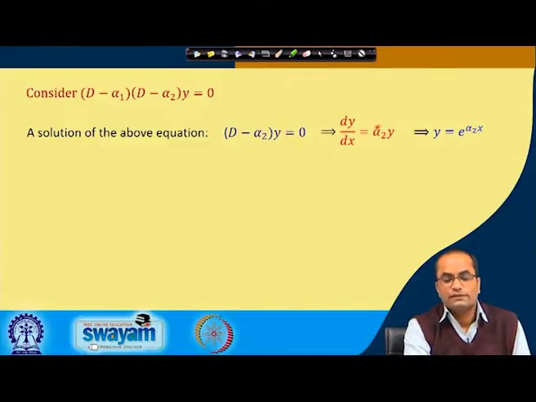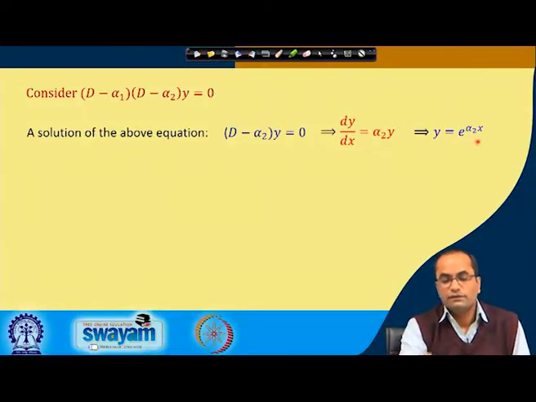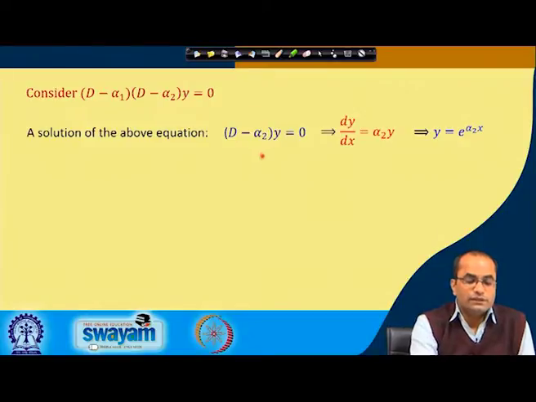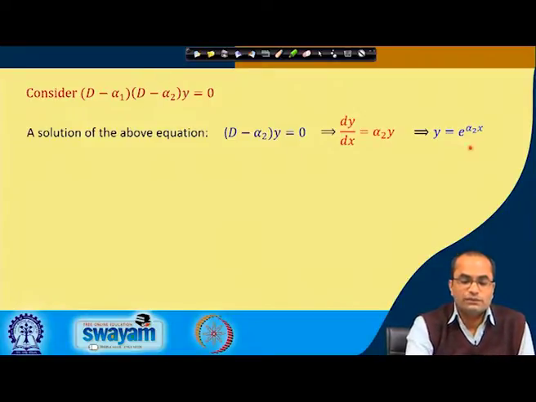So, we take the term to the right hand side, and this we can solve, it is variable separable here. So, dy over y, and dx can go to the other side, and then we can integrate. The solution of dy over dx equals alpha 2 y is given here as y is equal to e power alpha 2 x.